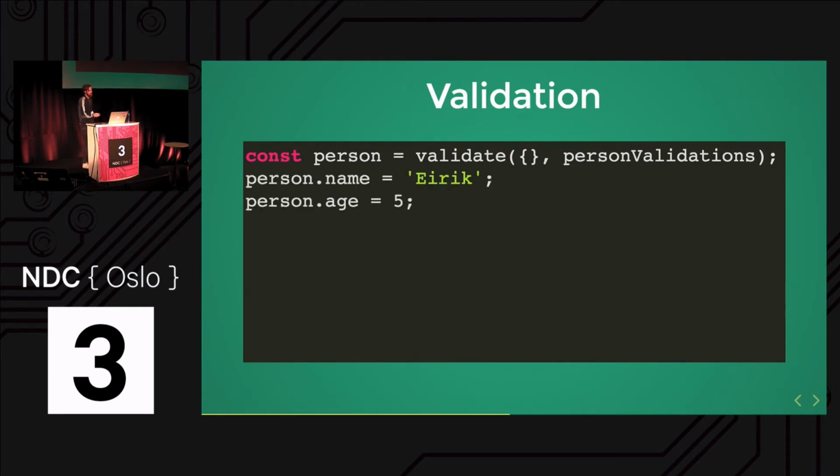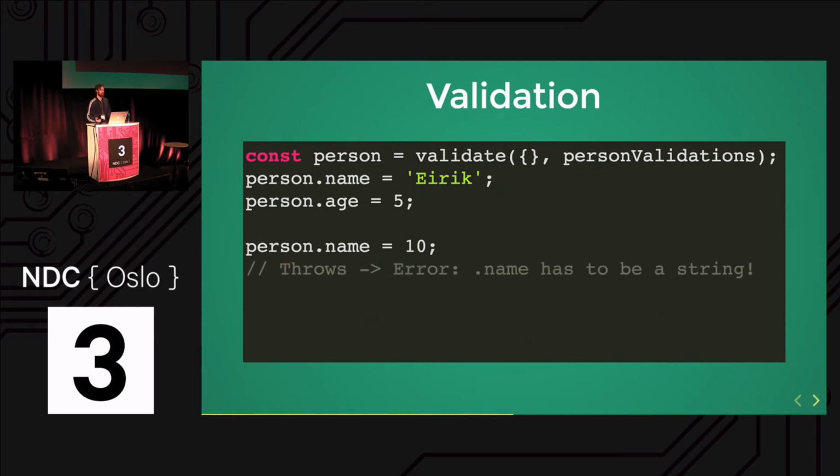So if I create a new object here that is a result of wrapping it in the validate function with those validations that we made, I can set the name and age here to a string and a number, and nothing happens. But as soon as I try to set the name to a number here, it'll just throw, telling you that this is not allowed because it has to be a string. So this is something that would have been really hard to do without proxies dynamically like this.